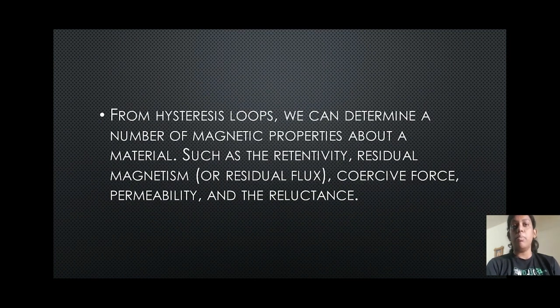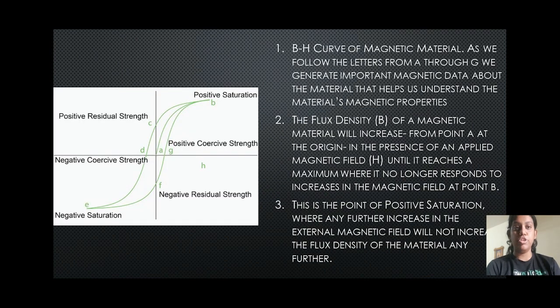From the hysteresis loop, we can determine a number of properties about a material such as retentivity, residual magnetism, coercive force, permeability, and reluctance. As can be seen from the picture, as we follow the ladder from A through G, we generate important magnetic data about a material that helps us understand the material's magnetic properties.